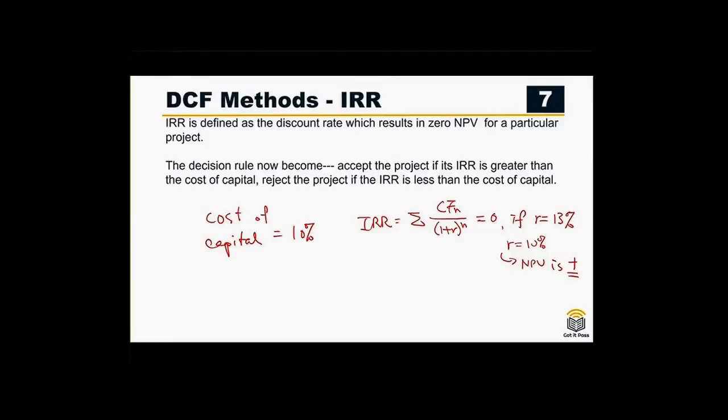And the second case is if the IRR is, say, 7%, then the NPV is negative when the cost of capital goes up to 10%, so you reject the project. Just based on the simple IRR rule, accept the project if IRR is greater than the cost of capital. The decision rule is very simple and straightforward.